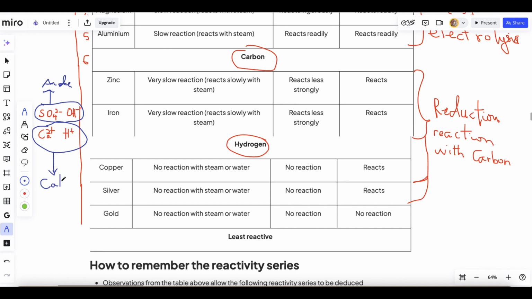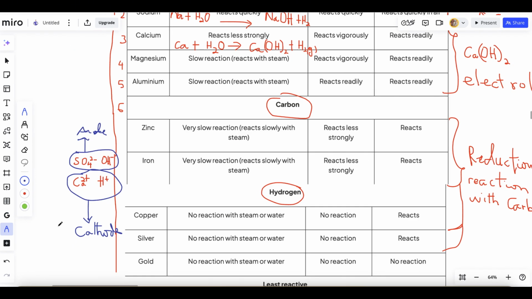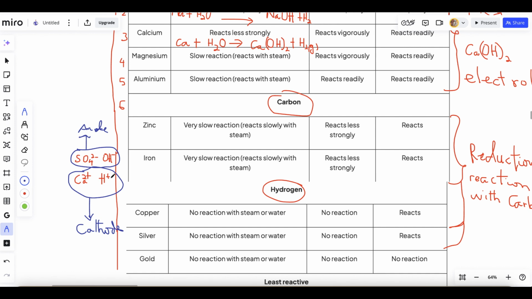But not both of them will migrate at the same time. Only one of them will go. Which one will go? Look at the reactivity series. Calcium is way higher than hydrogen. Now, the rule is that the one that is lower is the one that will go. It's just like a younger brother and a senior brother. Which one will go and bring water? Which one will go for the message? It is the younger one that will go for the message.